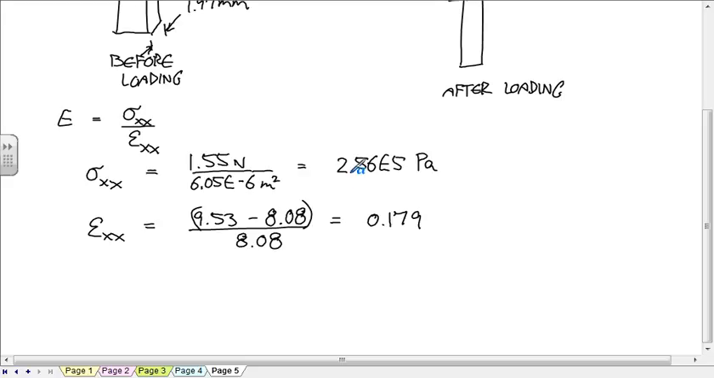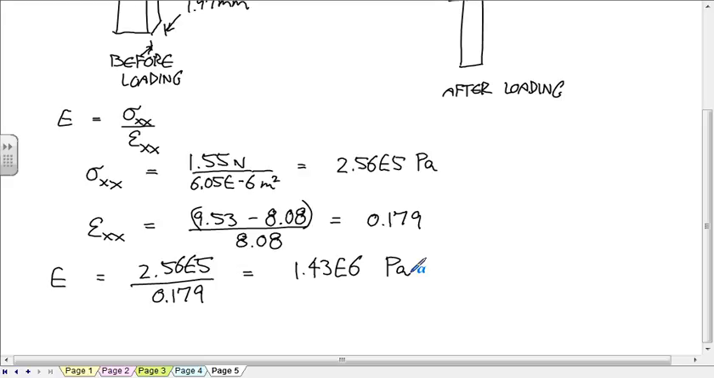Does it make sense that both of these would be positive, if you think about the sign conventions? Yeah, it's in tension and it's being stretched. So both of those should be positive. And so Young's modulus is 2.56 times 10 to the fifth divided by 0.179. And what do you get there? Okay, so we're halfway there. That's Young's modulus. And now we have to calculate Poisson's ratio.